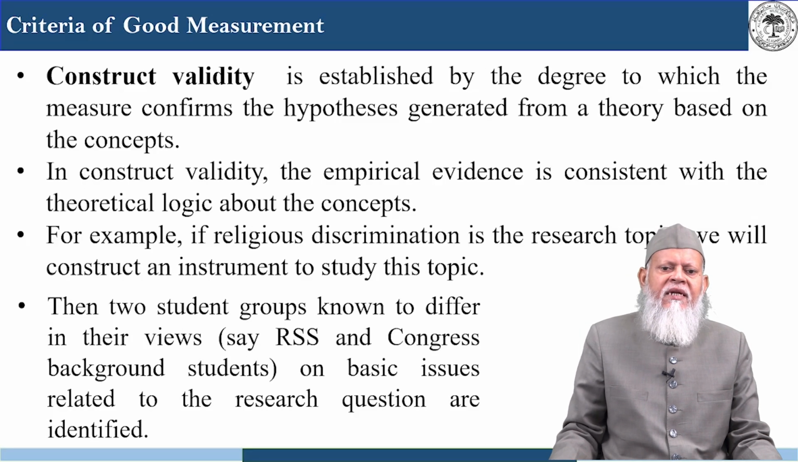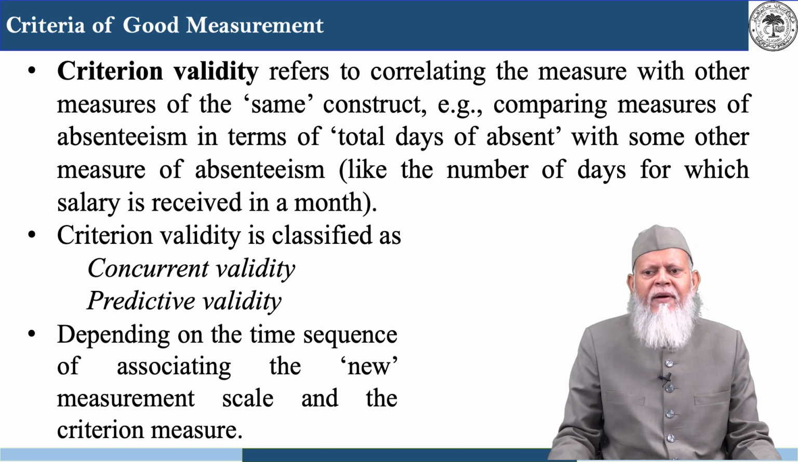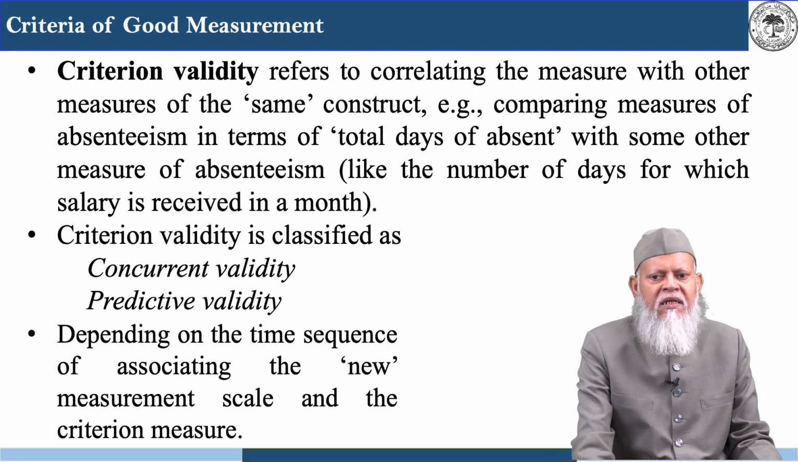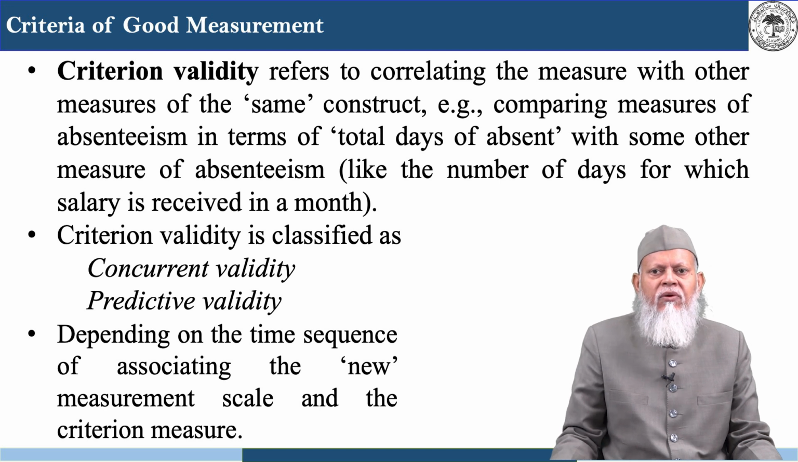Then comes the construct validity. It is established by the degree to which the measure confirms the hypothesis generated from a theory based on the concepts. In construct validity, the empirical evidence is consistent with the theoretical logic about the concepts. For example, if religious discrimination is the research topic, we will construct an instrument to study this topic.